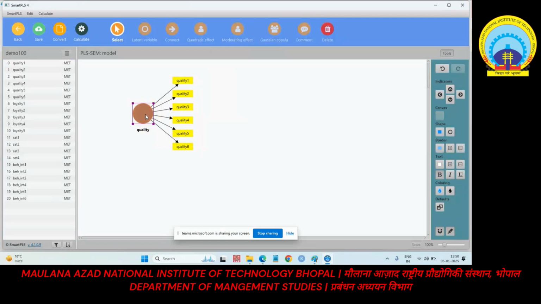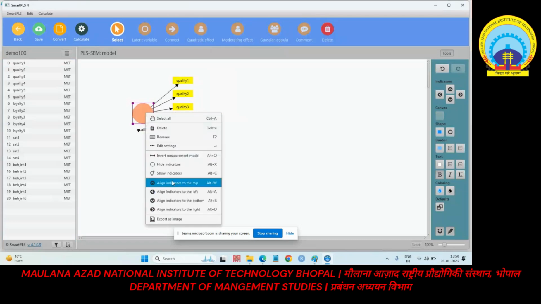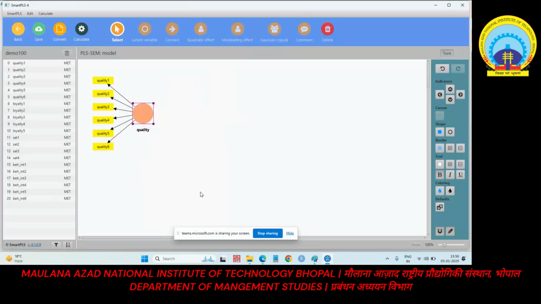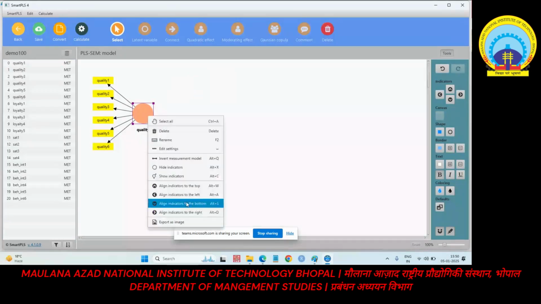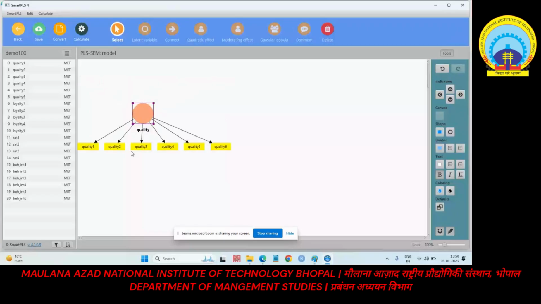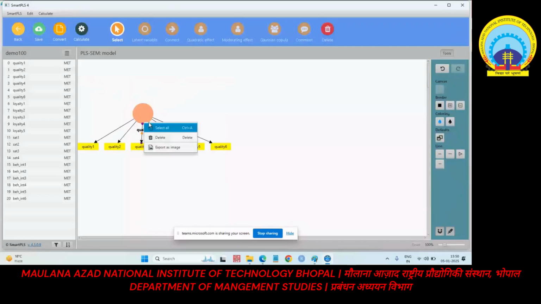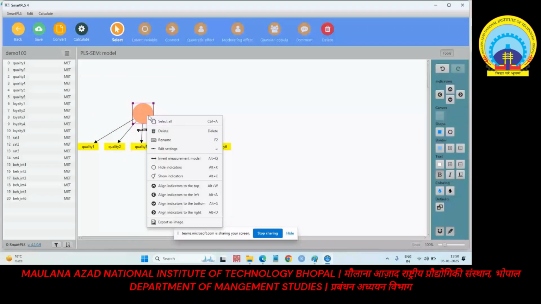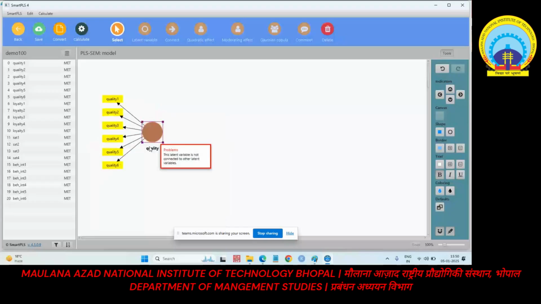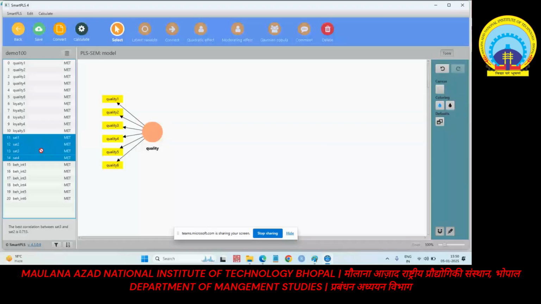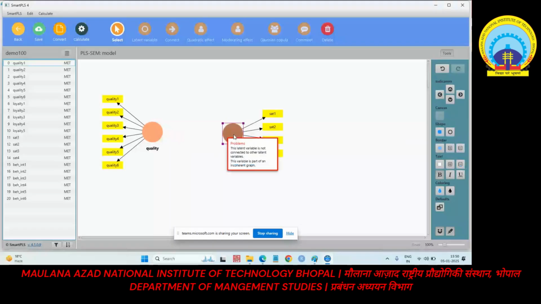It can be here, or right click on this and align on the left-hand side. It will be left; right click, align on the top, or align on the bottom. You can change its direction anywhere. You can change the name quality, but quality is okay. Now satisfaction, throw it out. Name is set, right? The next one is loyalty.